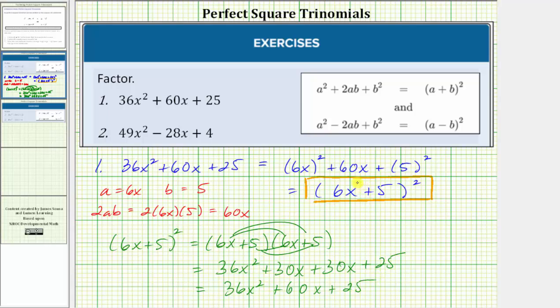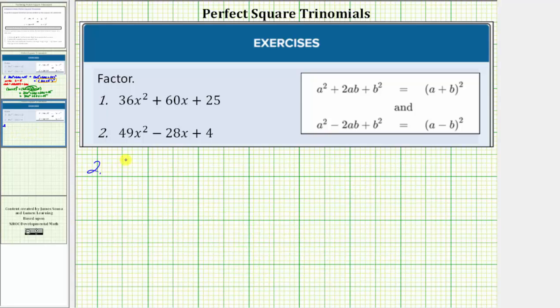Let's take a look at our second example. We have 49x squared minus 28x plus 4. Notice how because the middle term is minus 28x, if we have a perfect square trinomial, we'll be using this factoring formula here, where we'll have the square of the quantity a minus b.